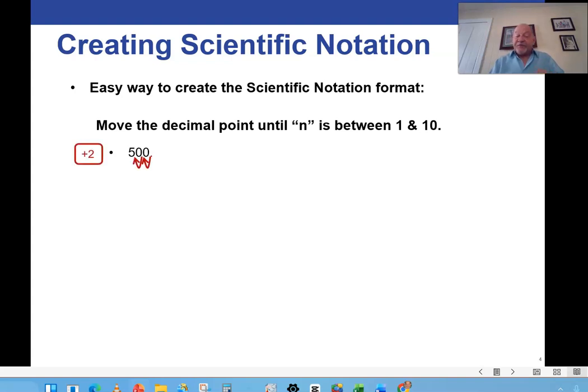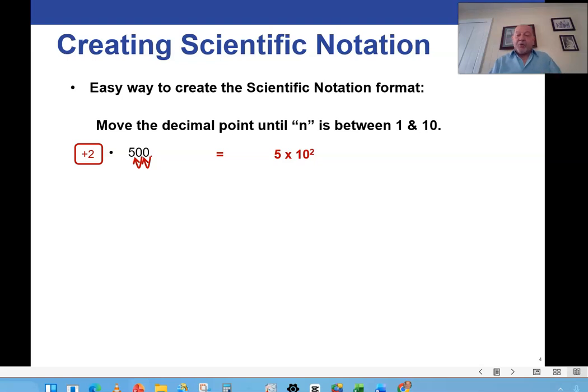And you'll notice I have to move it twice to the left to create 5.00. So I have artificially made the number smaller by 2 powers of 10 by moving the decimal point to the left. Well, if I've artificially made the number smaller, I have to fix that by then multiplying that 5.00 times a number that will bring it up by 2 powers of 10. Well, that's just 2 powers of 10. So you're multiplying it 5 times 10 to the 2 power, or 10 squared.